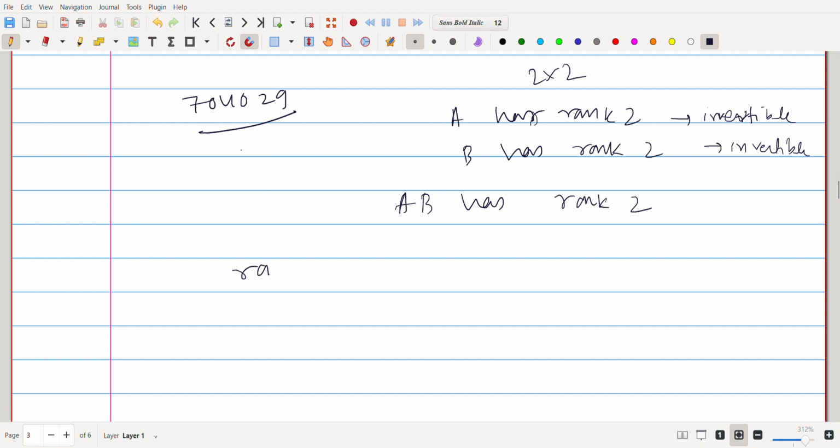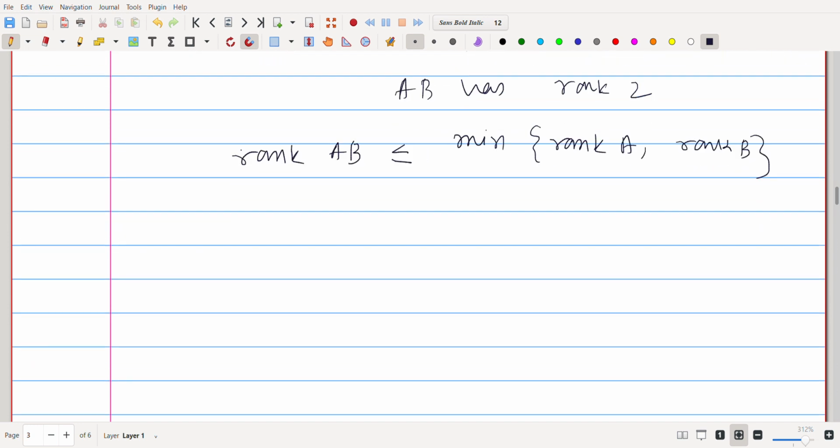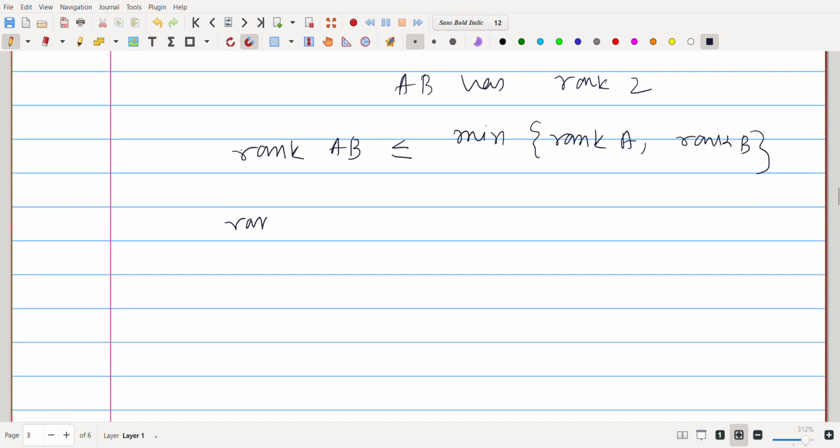Right. Because rank of AB is less than or equal to the minimum of rank A, rank B. That means this is also true. Product of two 3 by 3 matrices of rank 2 is at least rank 2. So what is the other inequality for rank of AB?